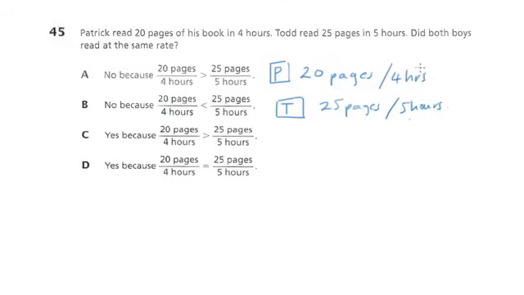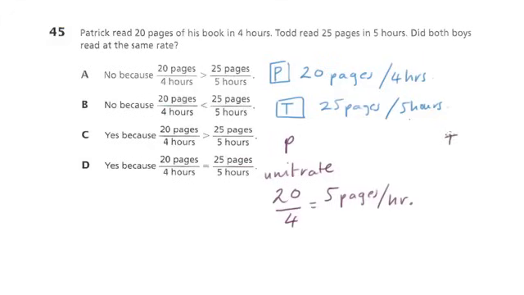Did both boys read at the same rate? So in order to find this out, what we really want to do is find the unit rate, the unit rates of each. Patrick, the unit rate is how many pages per 1 hour. So in this case we're going to do 20 divided by 4, which gives us 5 pages per hour.